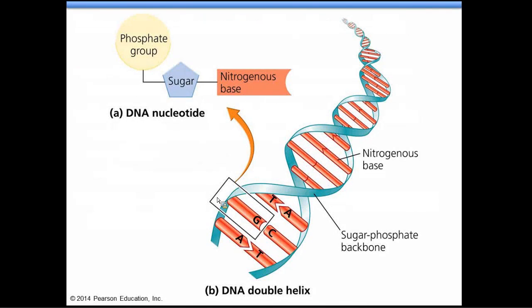As you can see here, each nucleotide contains a phosphate group, a sugar, and a nitrogenous base.